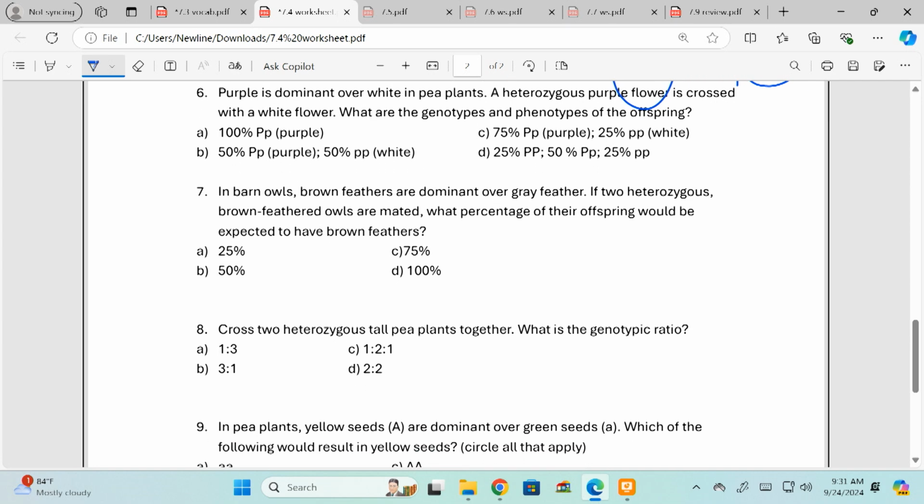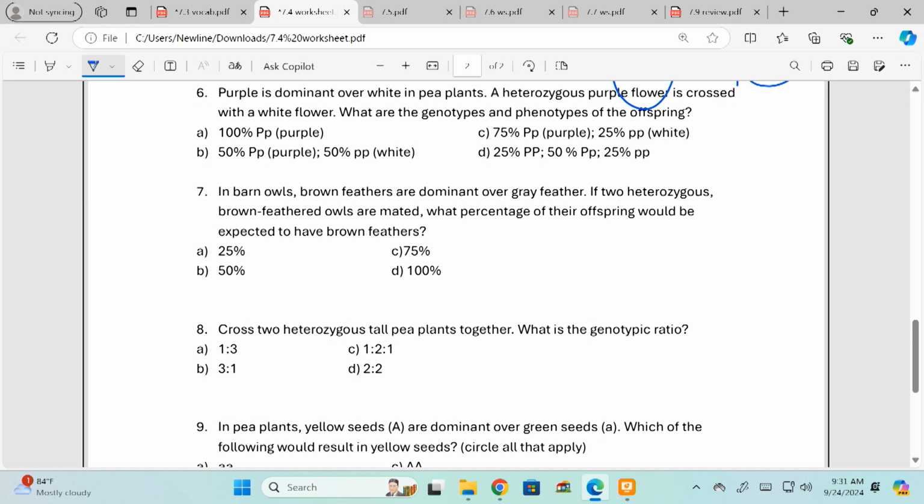All right, so this is number 6. This says purple is dominant over white in pea plants. A heterozygous purple flower is crossed with a white flower. What are the genotypes and phenotypes of the offspring?